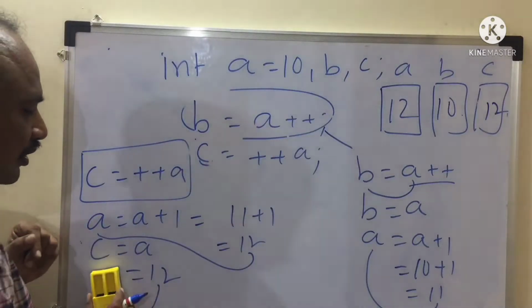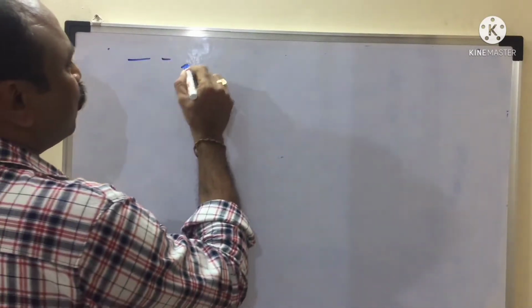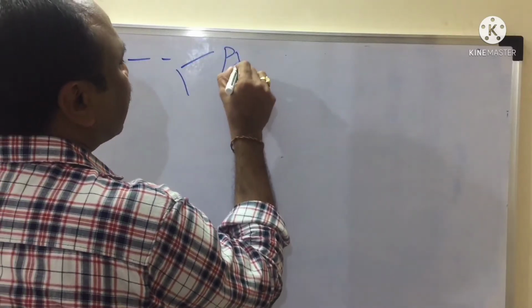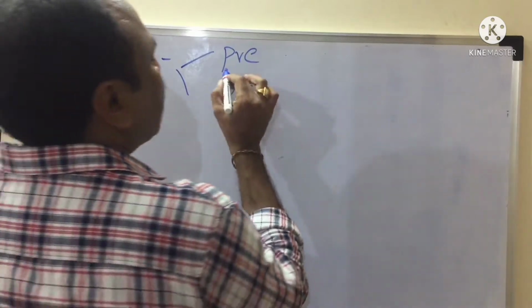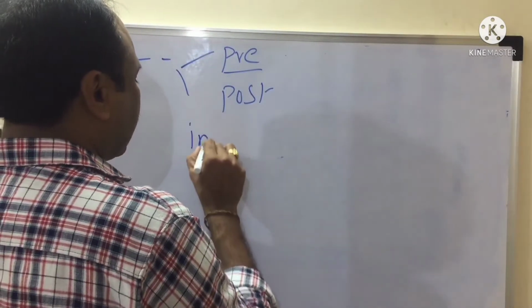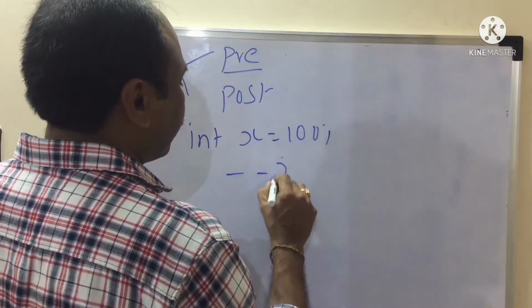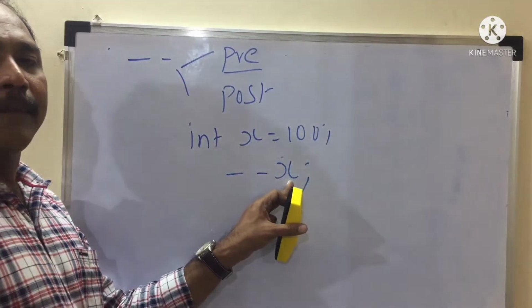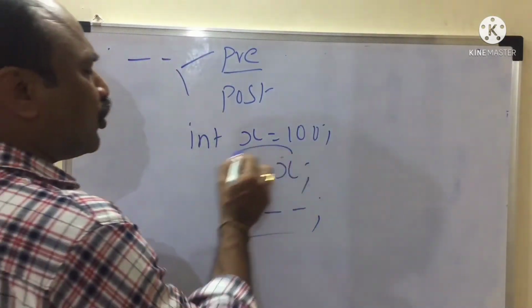This is regarding increment. Minus minus is called decrement. Again there are two variations here: pre-decrement and post-decrement. What is the meaning of pre-decrement? Pre means before, post means after. Take a value, int x equal to 100. If you write minus minus x, pre-decrement. x minus minus, post-decrement. Meaning of both is the same.